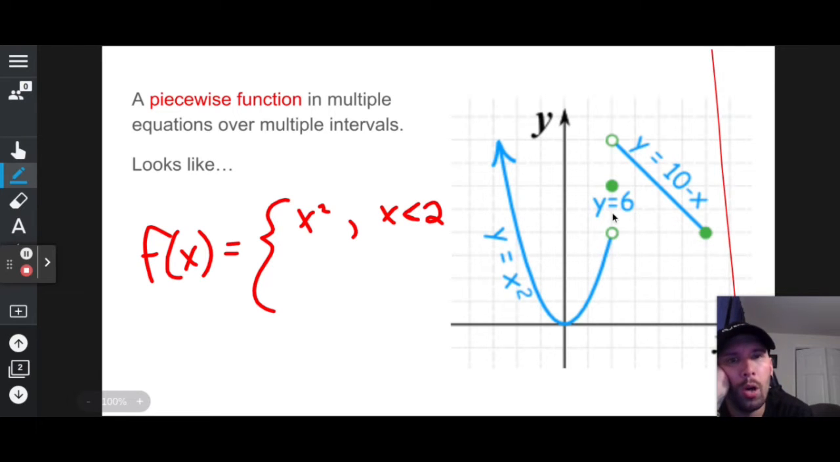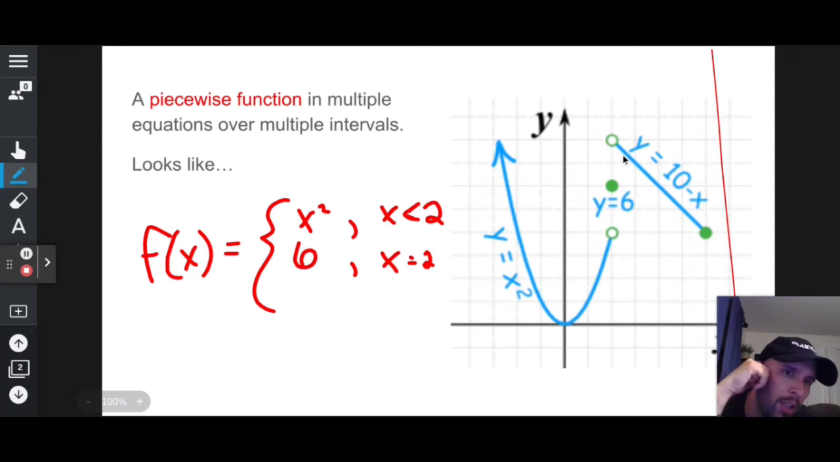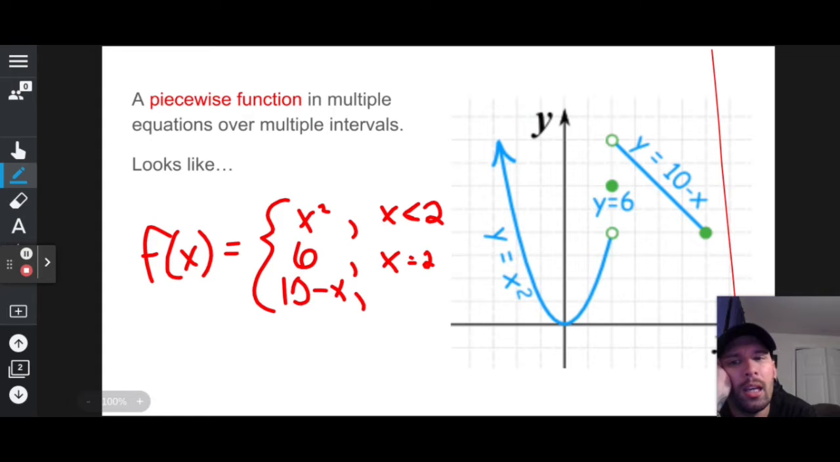At 2, y is 6, so when x equals 2, y is 6, that's what that dot stands for. And for everything between 2 and 6, we have the equation 10 minus x, and again, that happens for everything in between 2 and 6. So that looks quite messy, and it is. So we've got a lot on our plate.